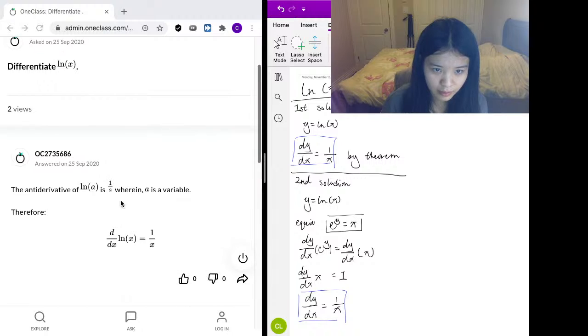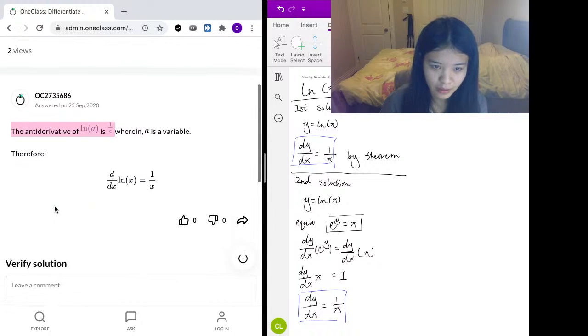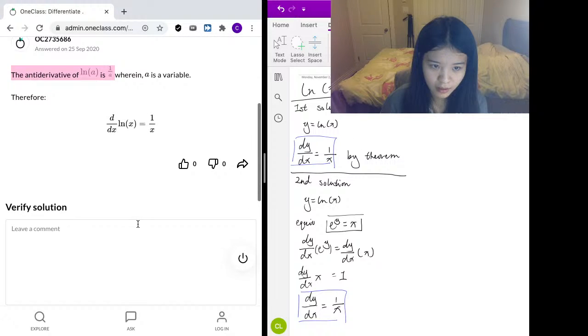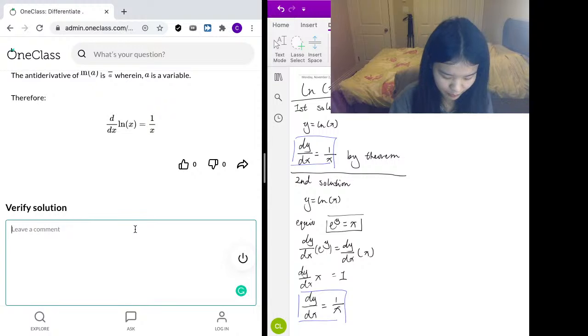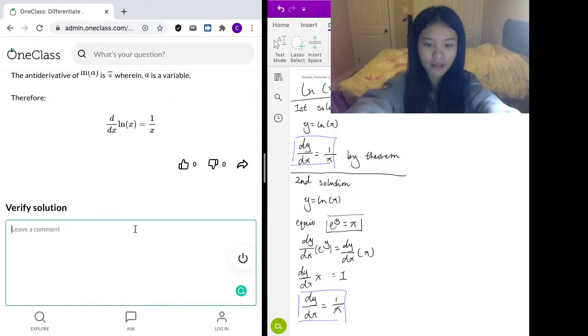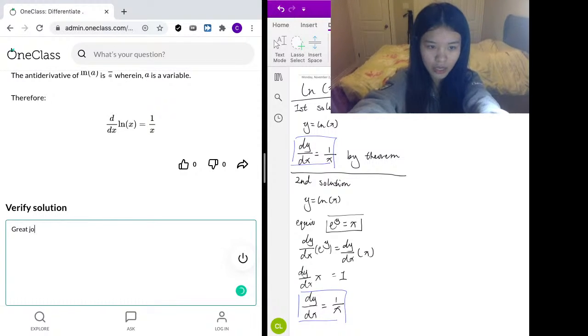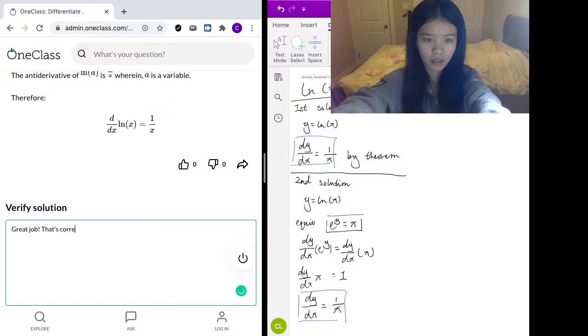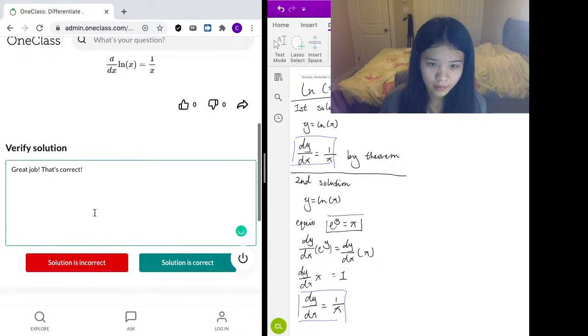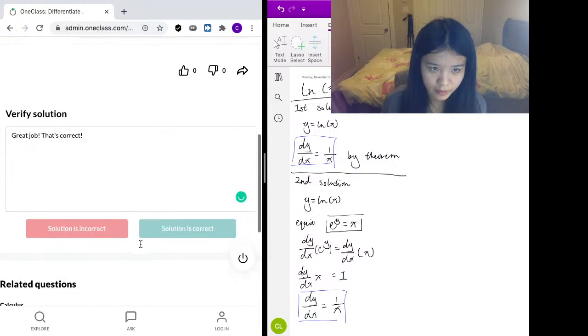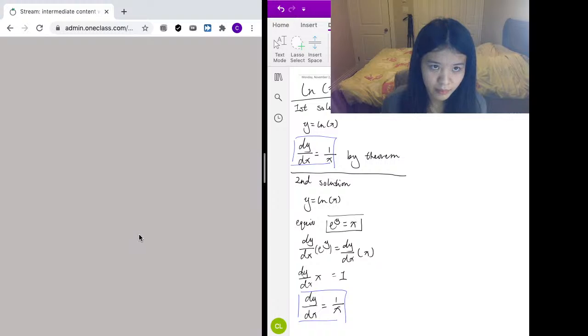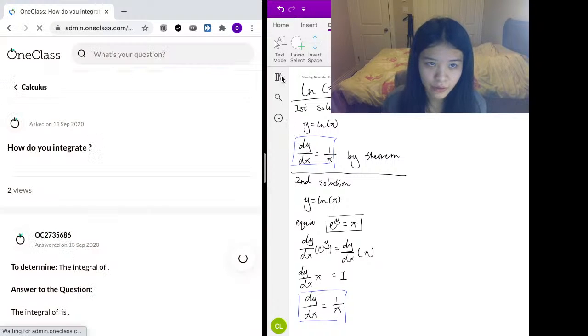The antiderivative, yes, this is a theorem that we're stating right over here, the first solution. So the tutor gave us the first solution, which is perfect. So I'll just say, great job. That's correct. Solution is correct. And now I think we're moving on to our next problem.